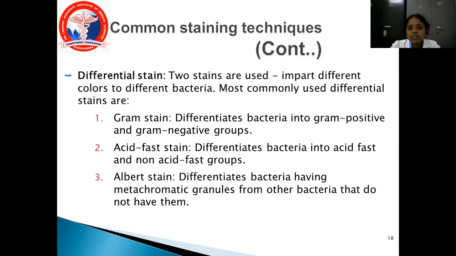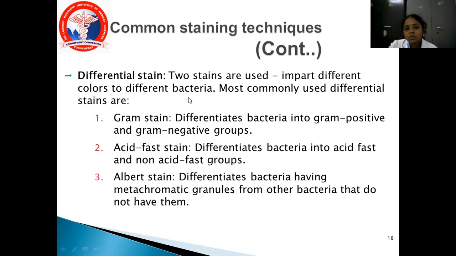In differential staining, two stains are used, which impart different colors to different bacteria. We do a single procedure, but based on the nature of the bacterial cell wall, the bacteria take up the dye differently. Since it imparts different colors to different bacteria, it is named differential staining.